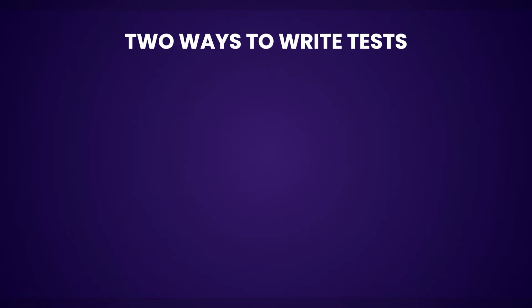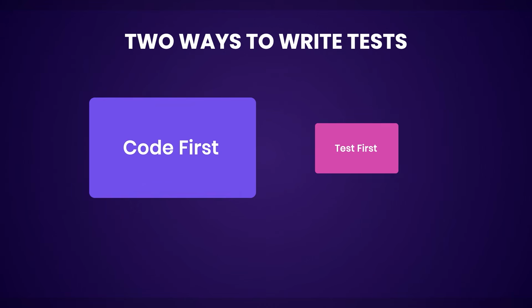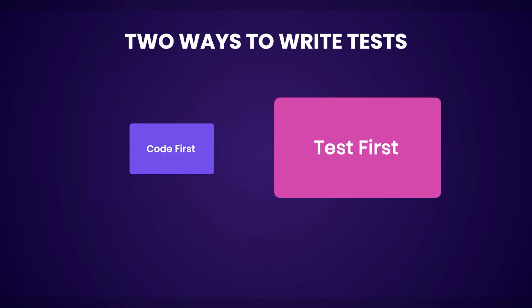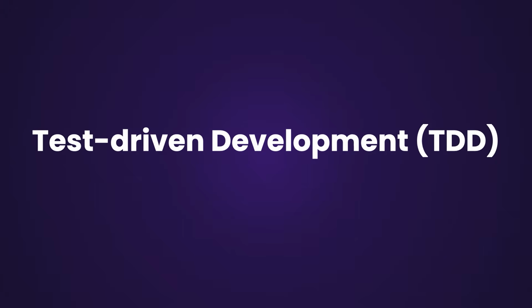There are two ways to write tests: code first or test first. Code first is what we have been doing so far. We write the application code first, and then we cover it with tests. Test first is the opposite. We start with tests, and then we produce the application code. This approach is also called test-driven development, or TDD.